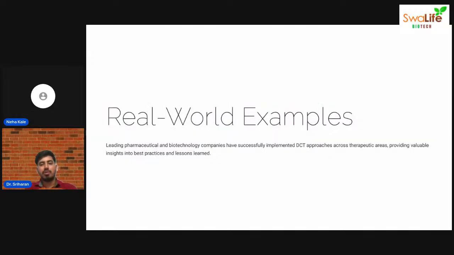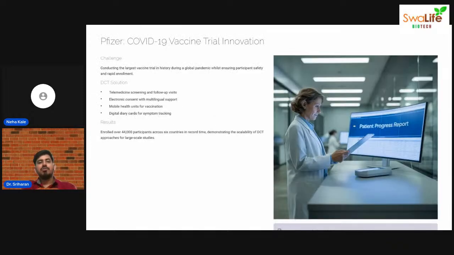Real world. Now we are going to see a real world example. The Pfizer COVID-19 vaccine trial gave weight to the future of DCT. Why I am saying this: while we were in the pandemic situation, we could not do the trial because we were in lockdown. We could not do the trial in an effective manner. So DCT plays a major role during a pandemic.